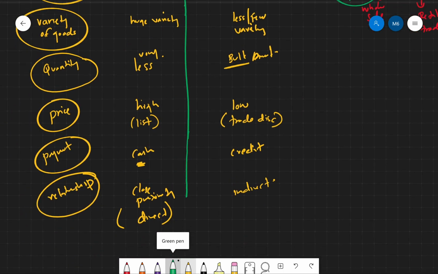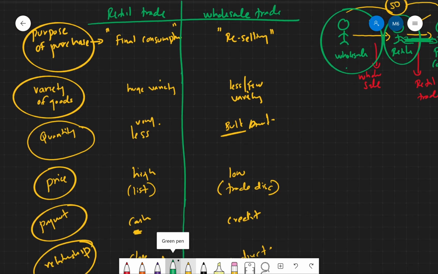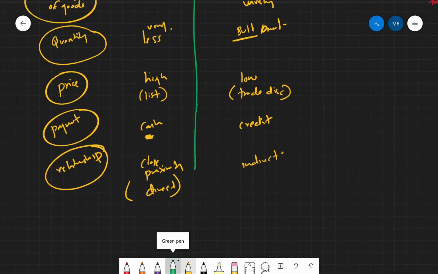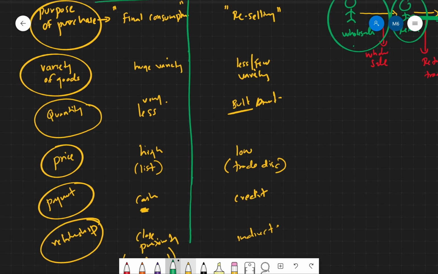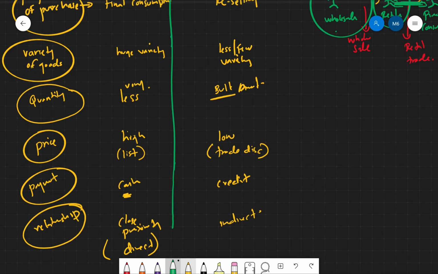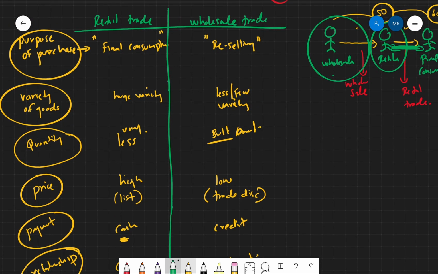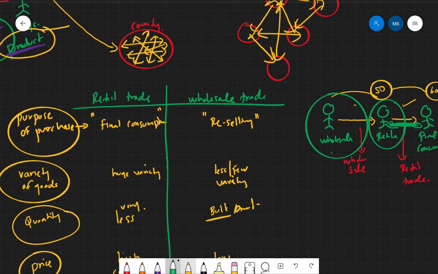And finally, you can talk about the relationship, the payment method, the price, the quantity, as well as the variety of goods, as well as the purpose of purchasing. So, based on this, you can answer the two questions related to what the features are, as well as what the differences are. If you know the features, you are able to explain the difference easily.